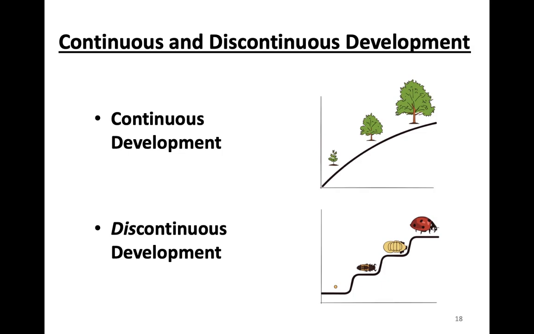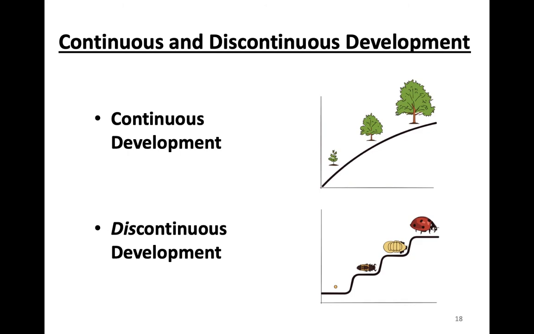We can think of continuous development as being like a tree growing. If you chop down a tree and look at the rings, each of those rings marks a period of growth, or a year of growth. But pretty much the tree is just going from a sapling to a mature tree, and it's a very gradual and progressive change along the way.